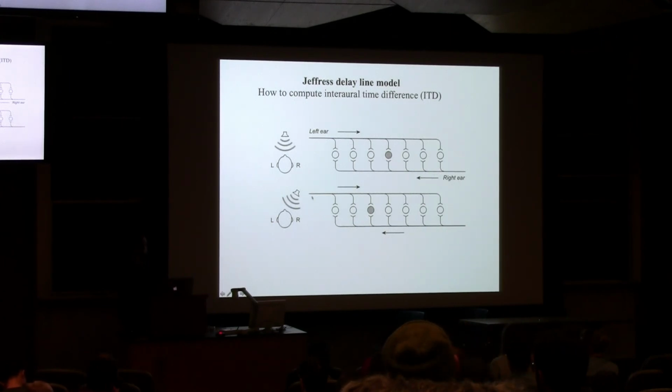If the sound source is closer to your right ear, the right ear signal has a head start. Then when the signal from the left ear comes, they will match at a different location. So basically you have detectors, and depending on which cell is activated along this line, you have a map of the azimuth direction in the environment. That's a pretty clever model, right?